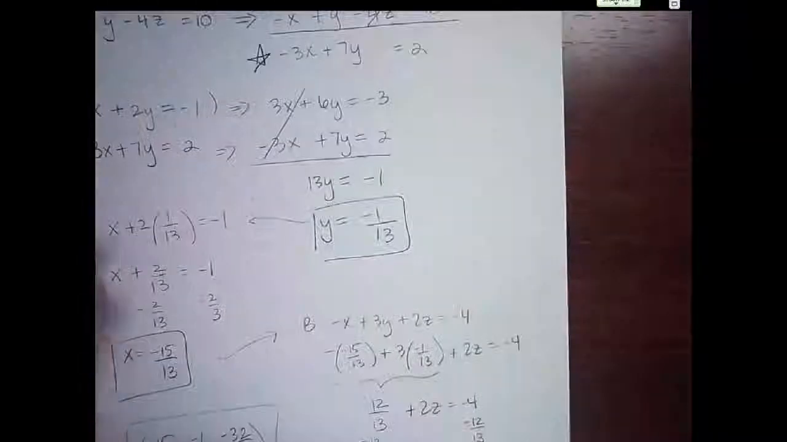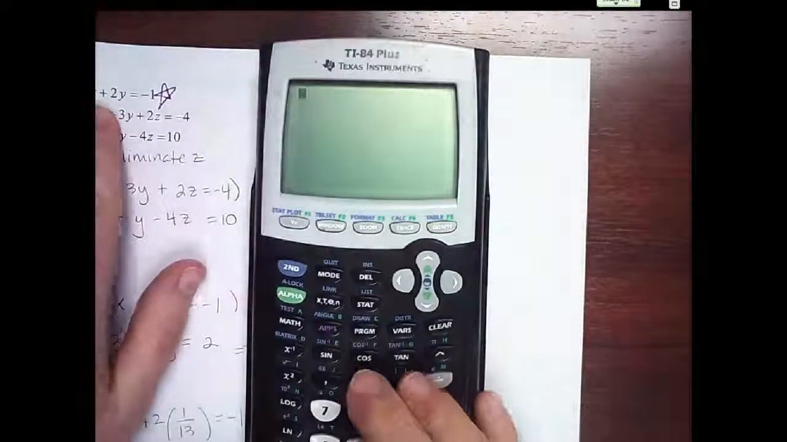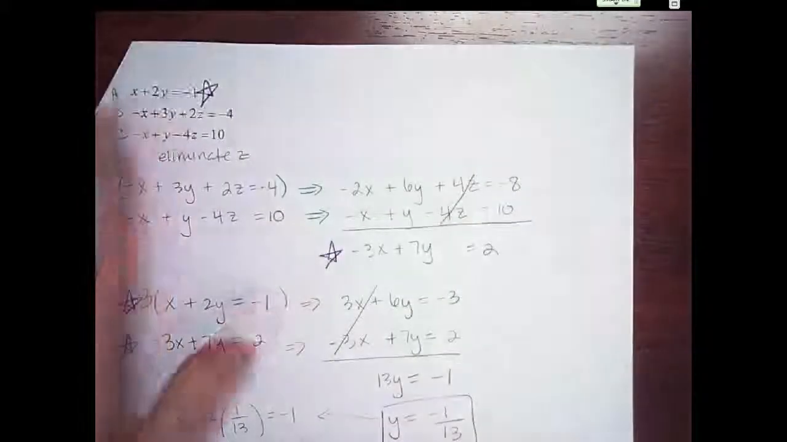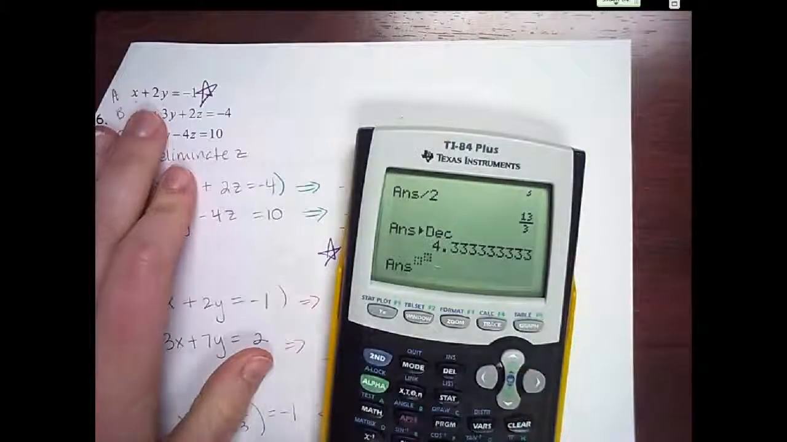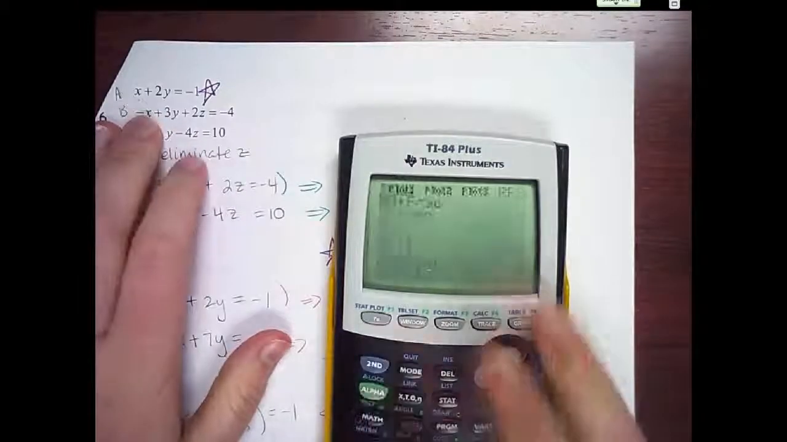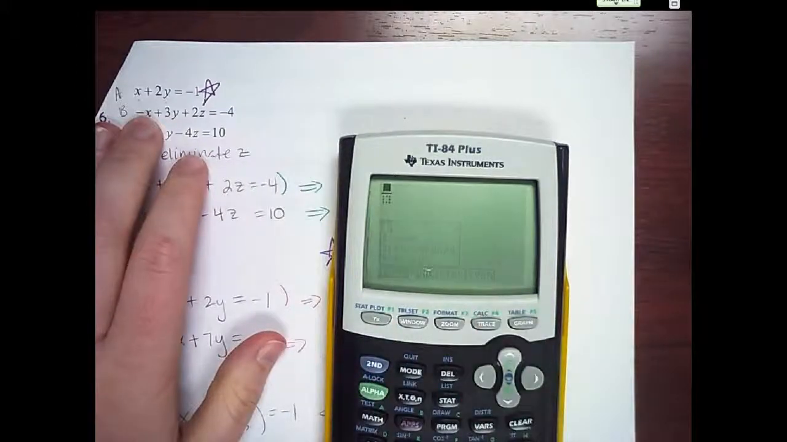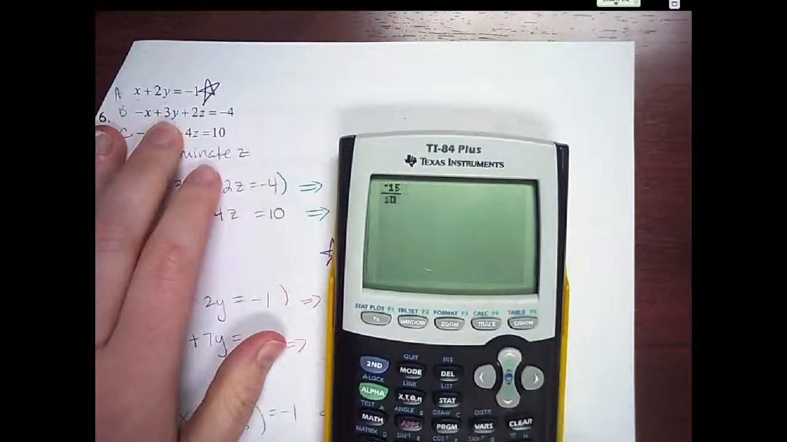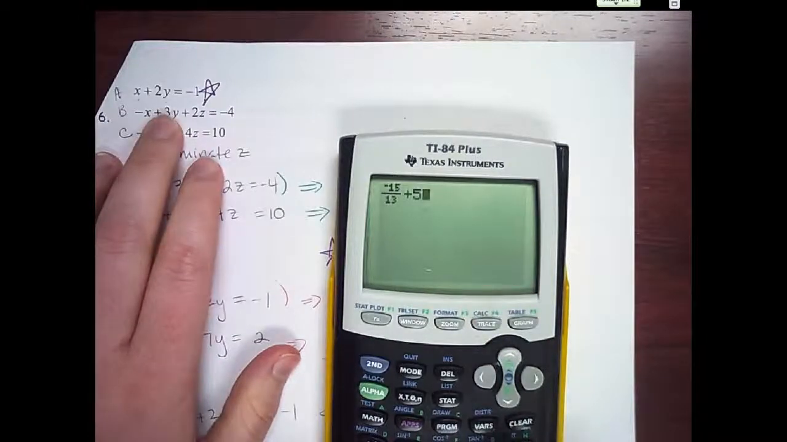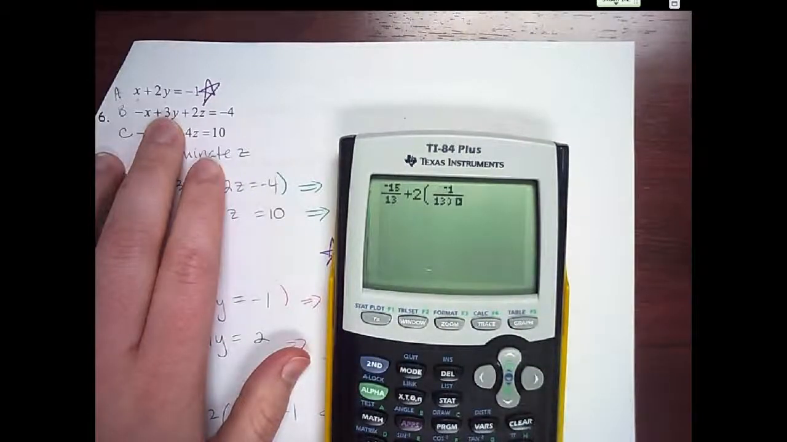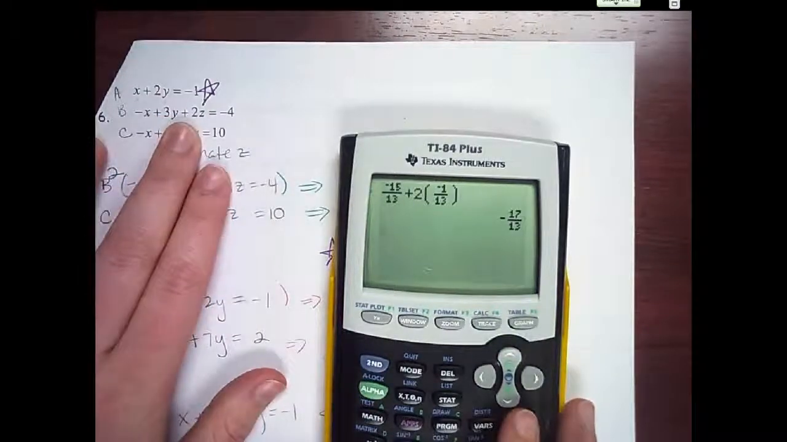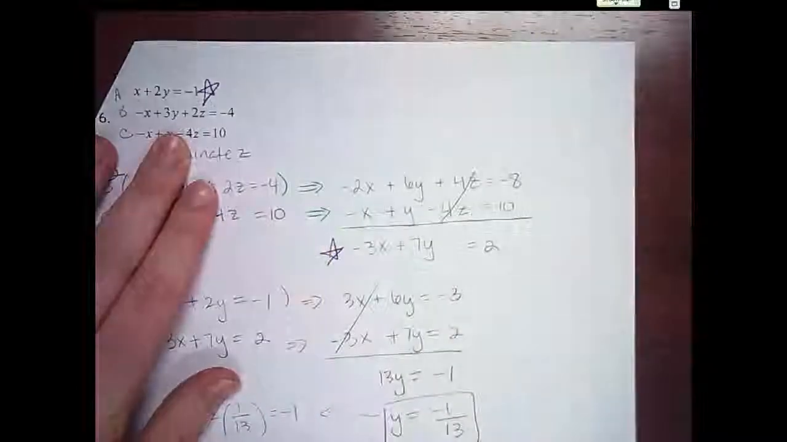Now let's check that, because this is ugly. Okay, so the first equation, I'm going to put in, let me use the yellow one. Okay, so I have x, so I'm going to put in negative 15 over 13 plus 2 times the y equals, okay, so see right there that tells me there's a mistake somewhere. So I'm going to pause the video and find my mistake.